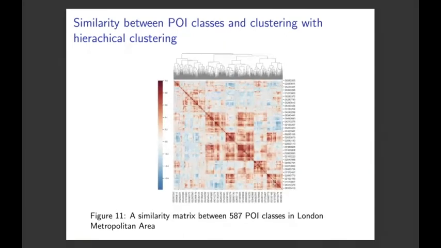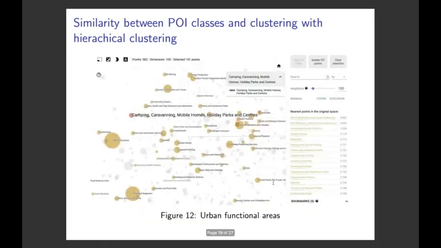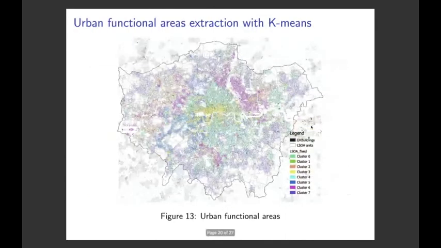Here is the matrix we got. Basically we got around a 600 by 600 matrix for all the pairs between the POI classes, and we visualized it in 3D. Which means if we select a POI class, we can find all the similar POIs to this POI class, and we also get the similarity scores for those similar POIs.